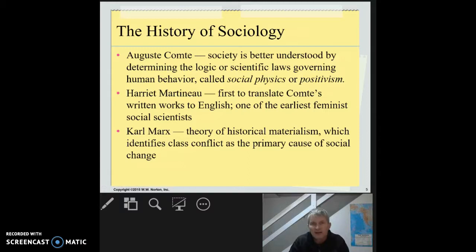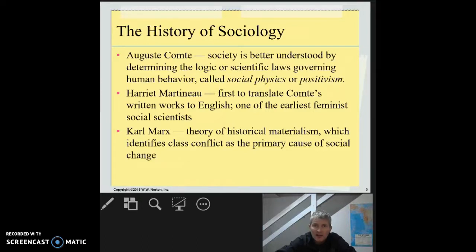To understand the theoretical perspective that sociology brings to the equation, one of the most important social theorists, at least in the early stages, is Auguste Comte. We know Auguste Comte coined the phrase sociology. For Comte, society is better understood by determining the logic or scientific laws governing human behavior. He referred to this as the social physics or positivism.